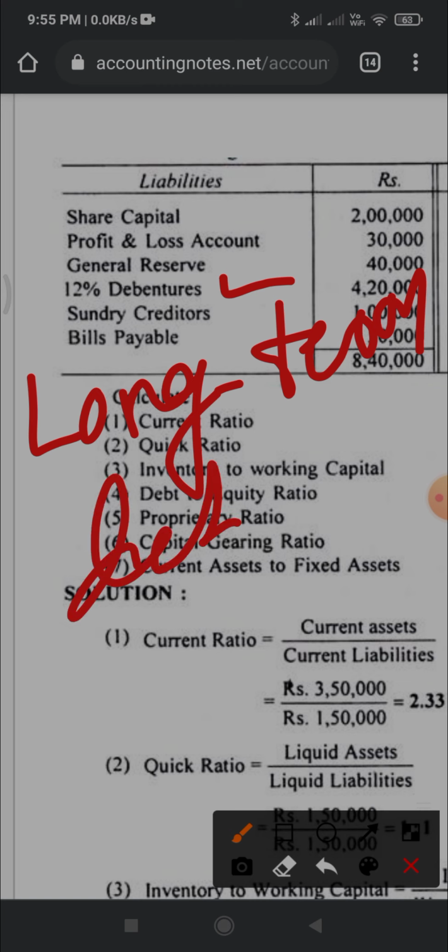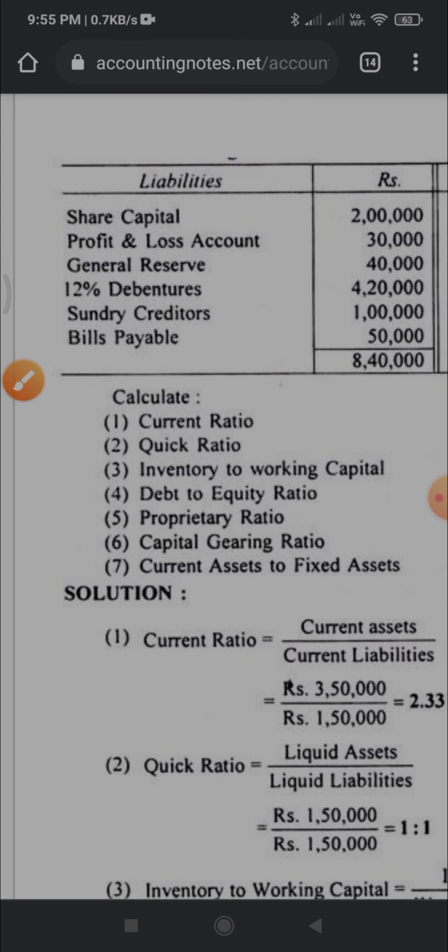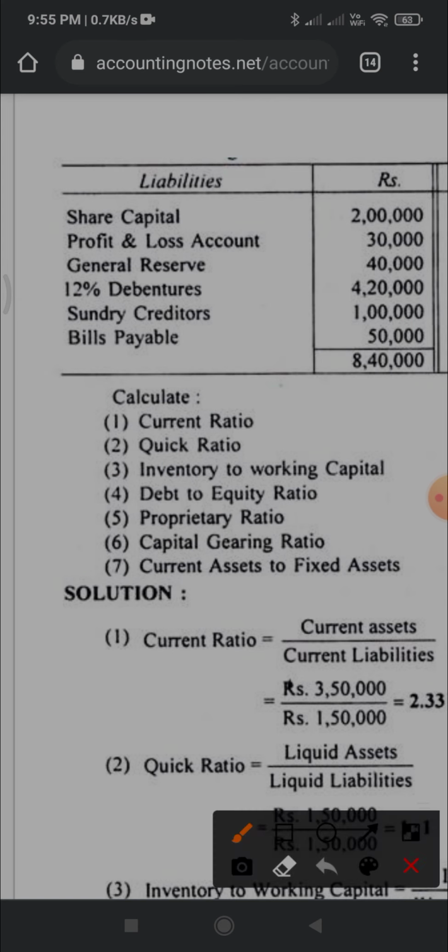Okay, everyone understand here now? Okay, debentures. 12% debentures are called long term debt here. And what is the amount given here now? Amount is 4,20,000.